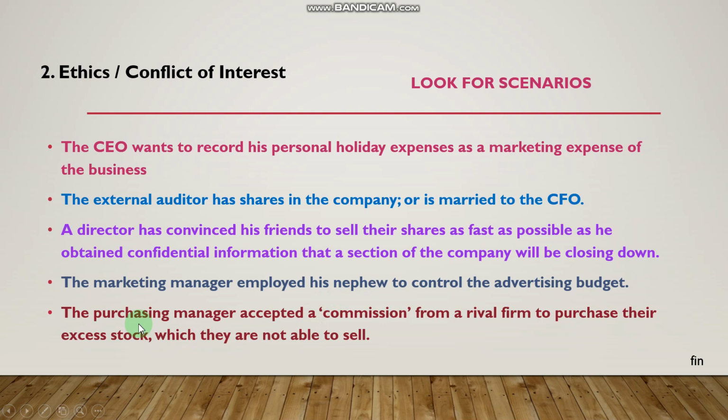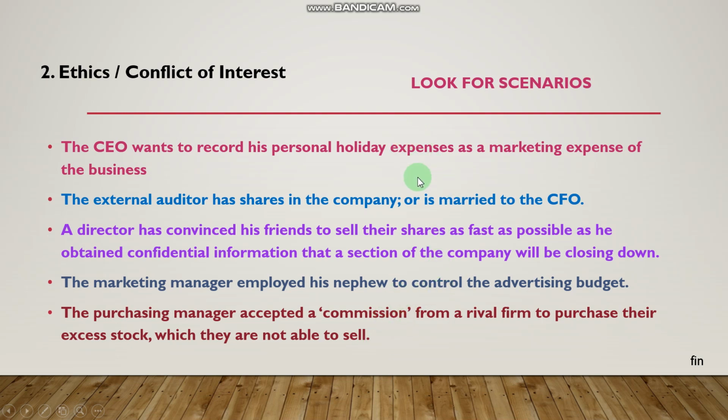And the last one, the purchasing manager accepted a commission. When you see inverted commas around commission, that means it's not a real commission. It's from a rival firm to purchase their excess stock, which they are not able to sell. So clearly something underhanded is going on here. Your purchasing manager is taking a commission, in inverted commas, and this is referring to a bribe. Some corruption is taking place. He's taking money from a rival firm so that he's putting his firm into a position where they are buying the excess stock of that company. Obviously, this company would not be able to sell that stock.